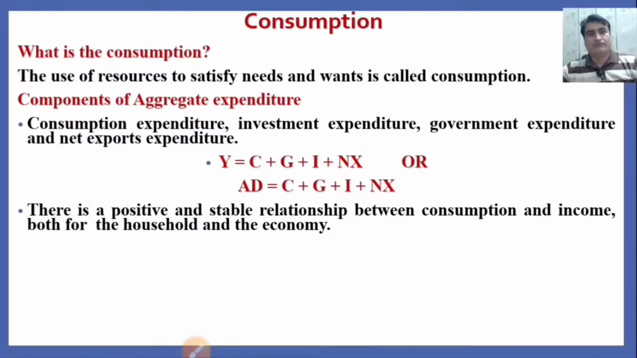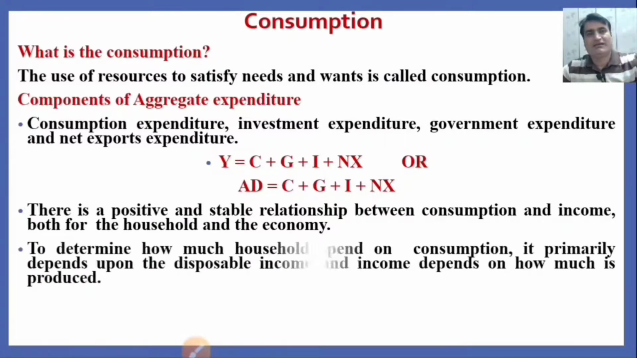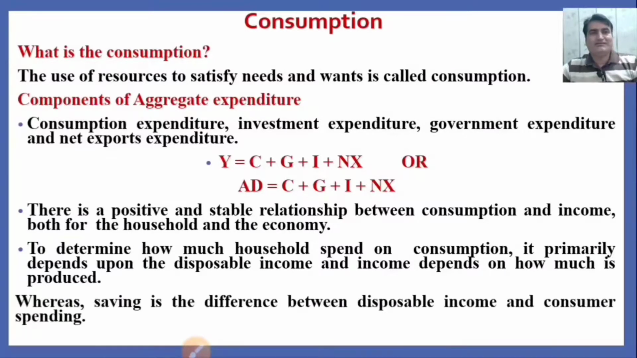There is a positive and stable relationship between consumption and income, both for households and the economy. As the income goes up, the consumption goes up. As the income decreases, the consumption decreases. To determine how much households spend on consumption of goods and services, it basically depends upon the disposable income, and income depends upon how much is produced. Whereas saving is the difference between disposable income and consumer spending. Disposable income means the income which remains with the consumer after paying his taxes to the government.